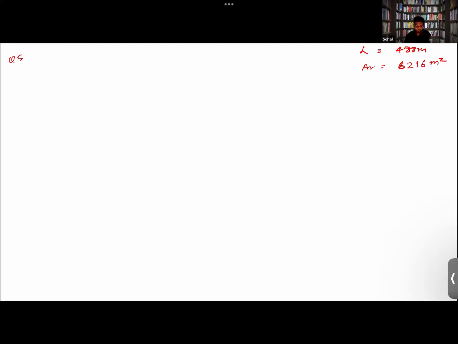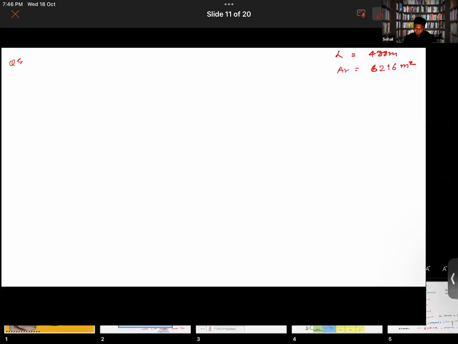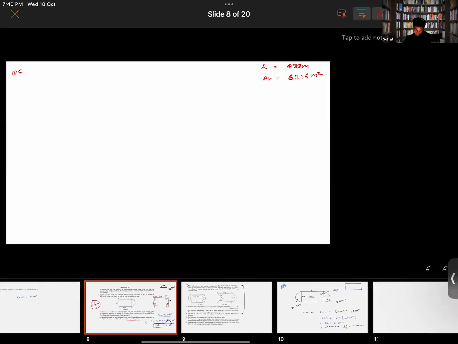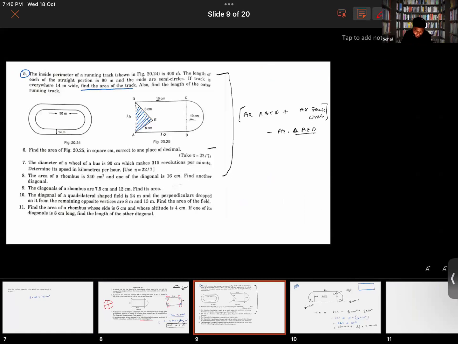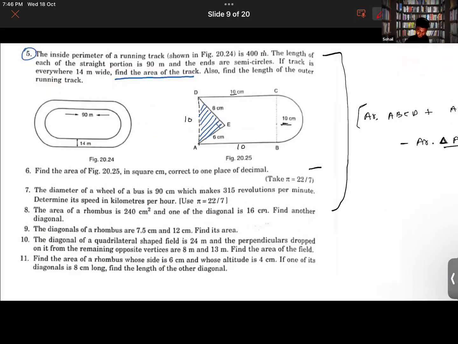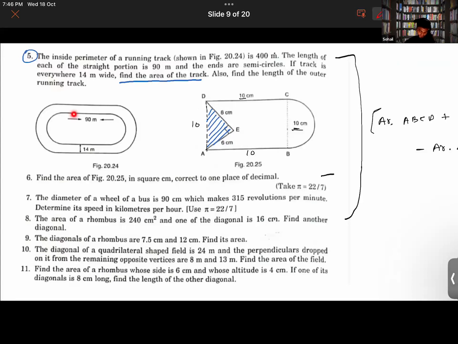Look here. I will have to go back to the question. The inside perimeter of a running track as shown in this figure is 400 meter. So this track which you are seeing here, see where I'm pointing, that measures 400 meter. The length of each of the straight portion, so say this is the straight portion, and this is also our straight portion. They measure 90 meter each. And the ends are semicircle.